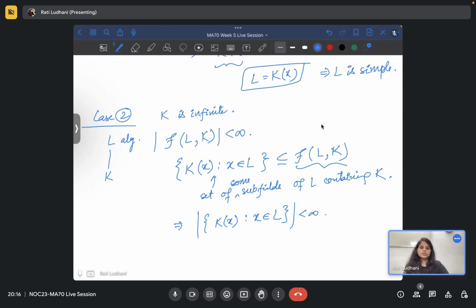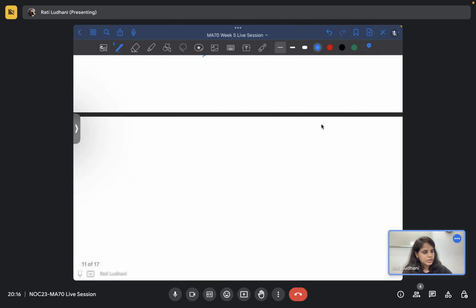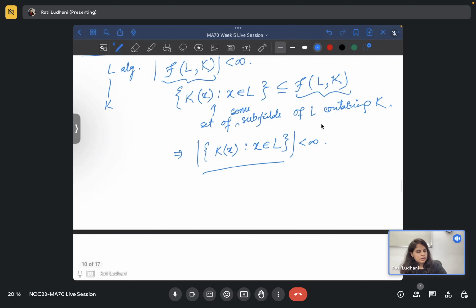because this is finite. So what we are saying, you take all the sets of type K attached with one element, like simple fields. Okay, you take simple fields K(x), where x is varying. So x could be any element of L. Since you know that these are all the subfields of L containing K, it should be in this set. And so this means this should be finite. Now since this set is finite, what does this mean?